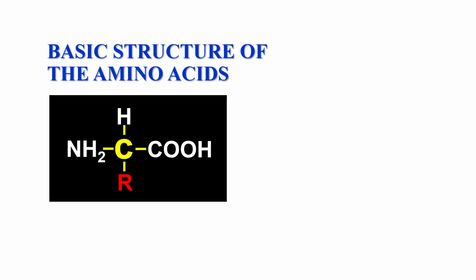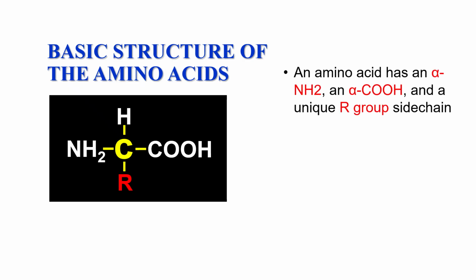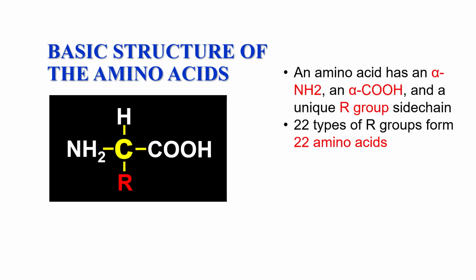Every amino acid has an alpha carbon atom. Attached to it are carboxylic group, amino group, and H group. These three groups are the same in all amino acids except proline. The difference lies in the R group. R group is unique. There are 22 different types of R groups. Therefore, there are 22 different types of amino acids.